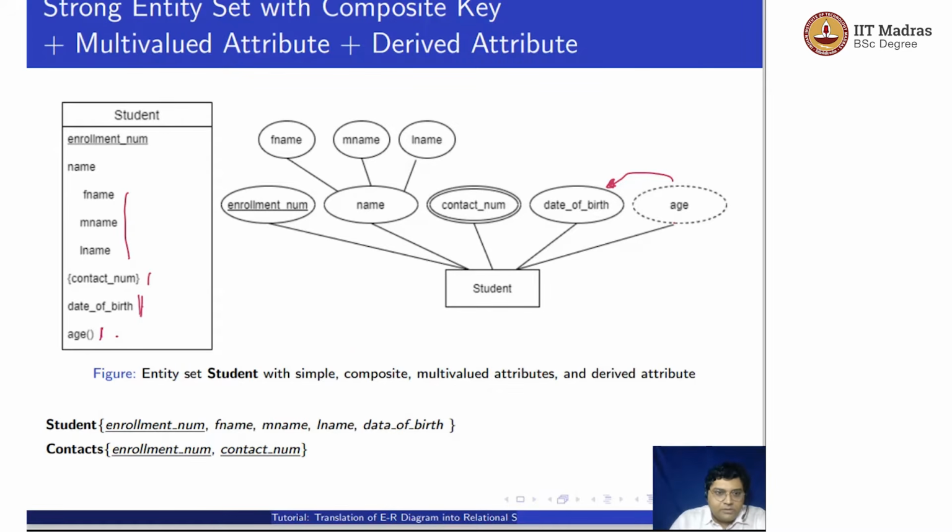Thus, what can be our representation for our tables? As we have seen, we'll have a student relation which will have all the single valued attributes. So that's the primary key enrollment number, F name, M name, L name, which are the components of the composite attribute name, and the date of birth, which is also a single and simple attribute, right? Okay, so let us see over here, the enrollment number and the multi-valued attribute. This creates our second relation, which is contacts.